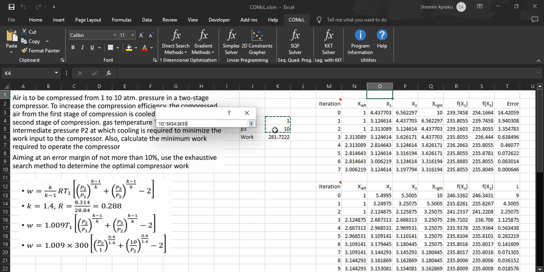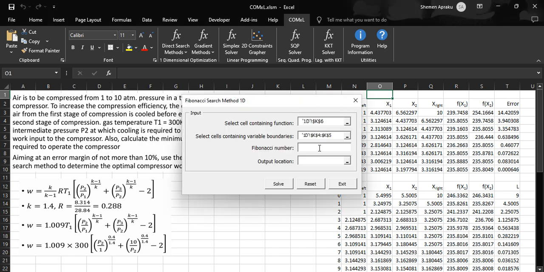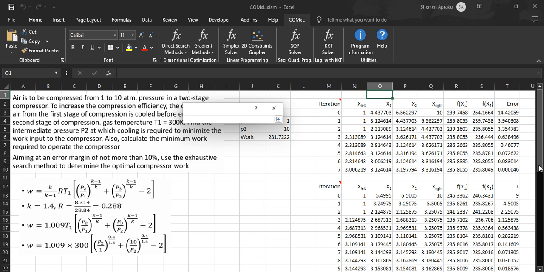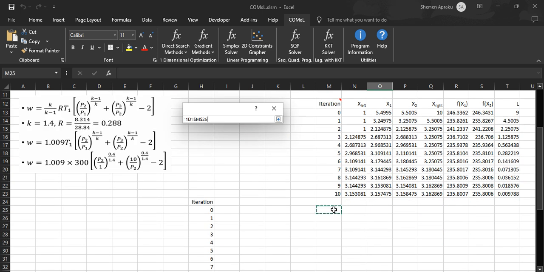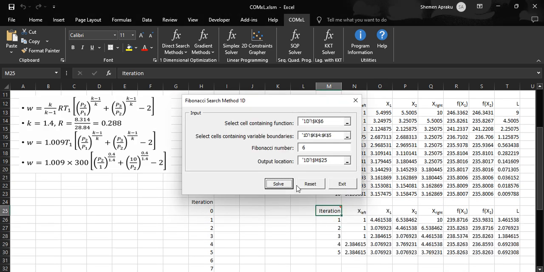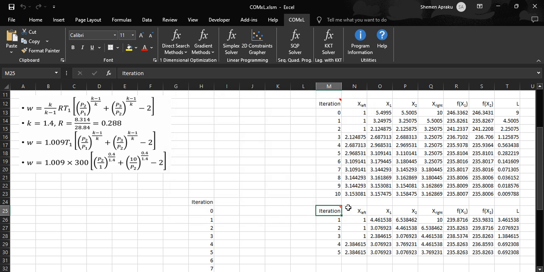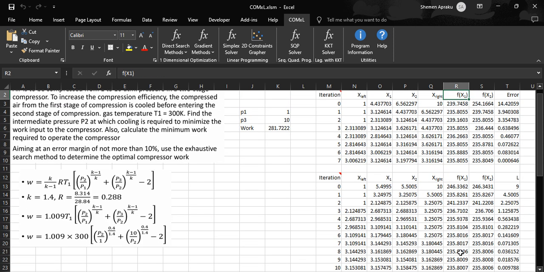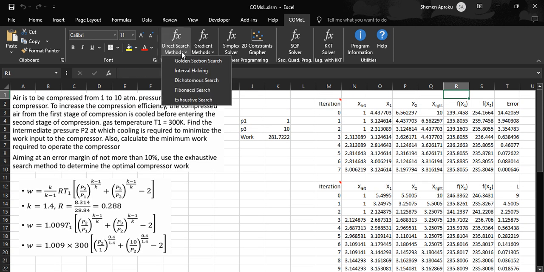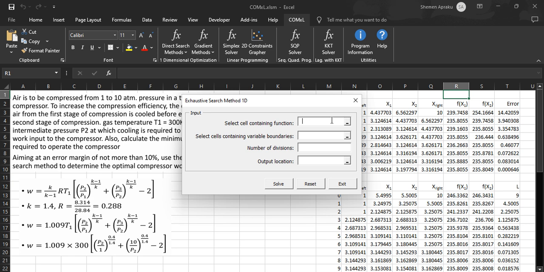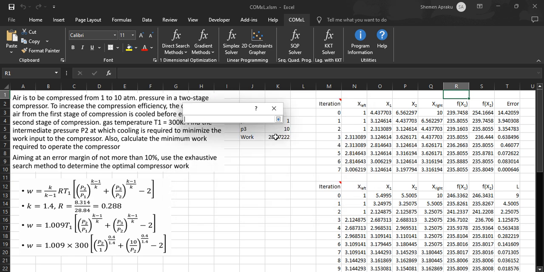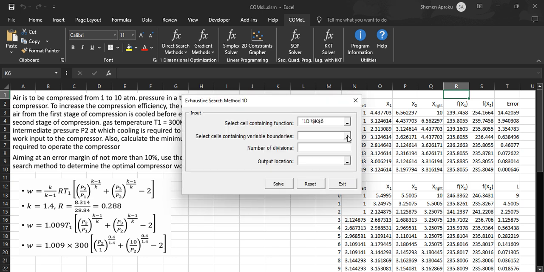And if we use our Fibonacci search method, the same approach, select cell containing function, select cells containing function boundaries. The Fibonacci number, in this case we use 6. The output location, let's put the output over here. So according to Fibonacci's method, the value of the intermediate pressure P2 is 3.0769, and its work is 235.8263.